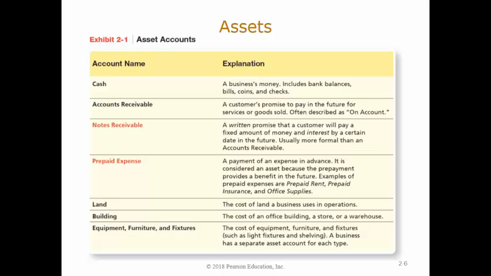Two new assets introduced are notes receivable and prepaid expenses. Notes receivable represent a promise by a customer to pay a fixed amount of money along with interest on a specific date. Generally, notes receivable require a formal promissory note, which includes a stated interest rate. Prepaid expenses are expenses paid in advance that are expected to benefit the business in the future. Examples of prepaid expenses include prepaid rent, prepaid insurance, and office supplies.